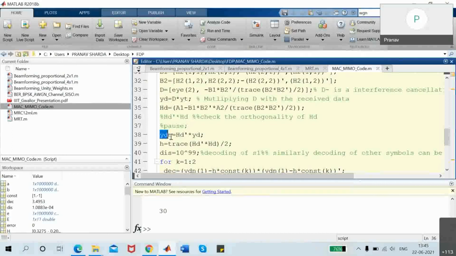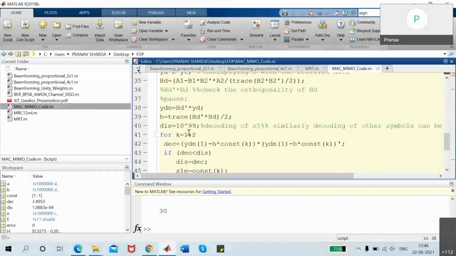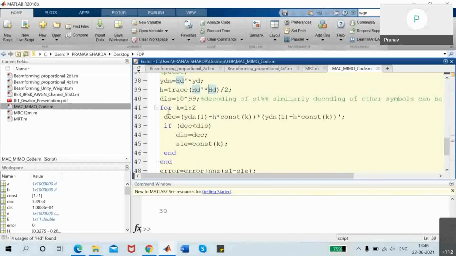So we define another variable ydn, and we take the conjugate of HD. HD is defined in line number 35, and we multiply it with the received data without interference cancellation. So this is the received data with interference cancellation. In line number 38, we have the received data with interference cancellation. And this is some part of that received data, H equal to trace of HD Hermitian by 2. And then we start the decoding process that we discussed throughout this session, defining a decision variable.